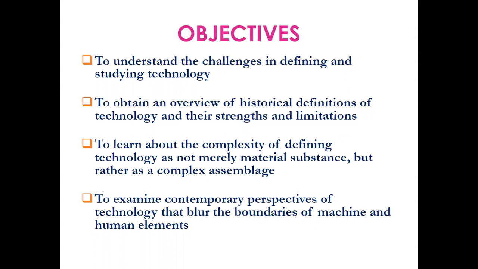We'll want to look at the historical definitions of technology and their strengths and limitations. We'll also look at the complexity of defining technology as not merely material substance, but rather as a complex assemblage. And then finally, we would look at the contemporary perspective of technology that blurs the boundaries of machine and human elements. But briefly, we would like to look at what sociology is.